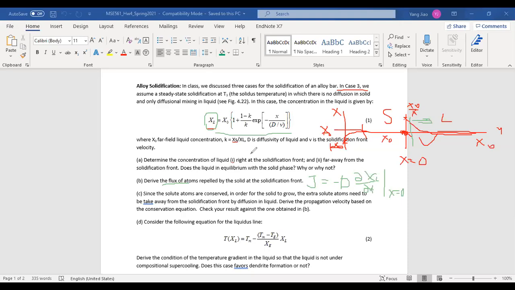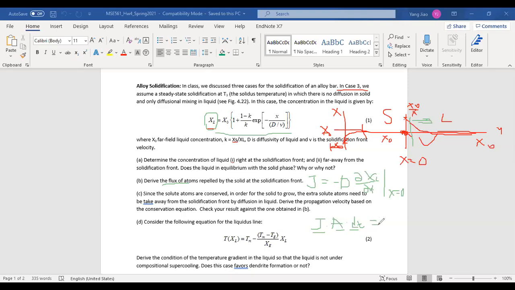Okay, so now part C. Once you have the flux, this part asks you to check the conservation equation. There are two ways that you can do this. The first one is that the atoms repelled can be written as flux times area times dt. So during time dt, over this area, this is how many atoms have been repelled based on the flux calculation, or taken away by the liquid.